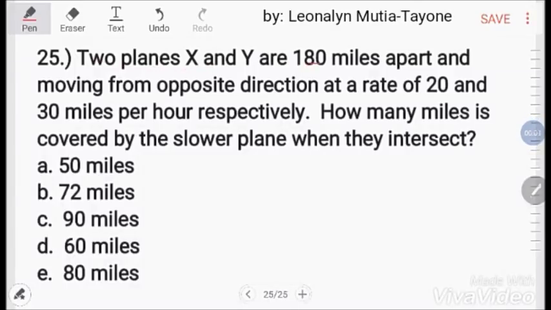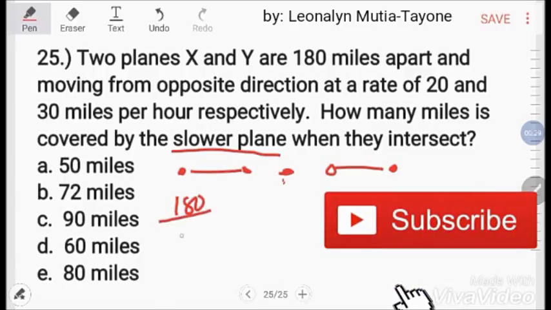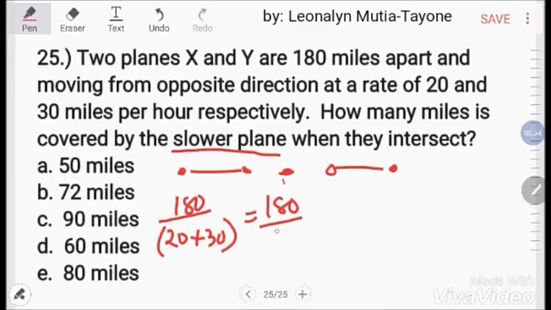25. Two planes X and Y are 180 miles apart and moving from opposite direction at a rate of 20 and 30 miles per hour respectively. How many miles is covered by the slower plane when they intersect? First, magka-opposite sila pareho. Mag-intersect sila sa gitna. Kailan sila magkatagpo, ilang oras sila bago sila magtagpo? That is 180 divided by 20 plus 30. So 180 divided by 50, the answer is 3.6 hours sila magtagpo.